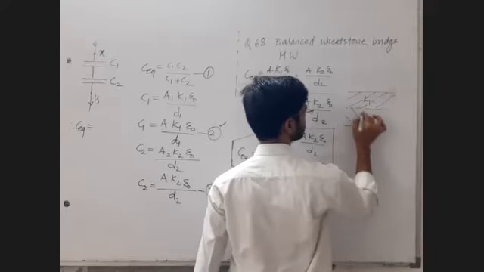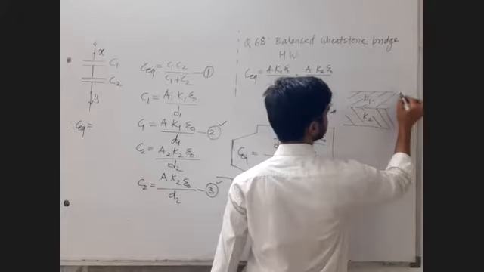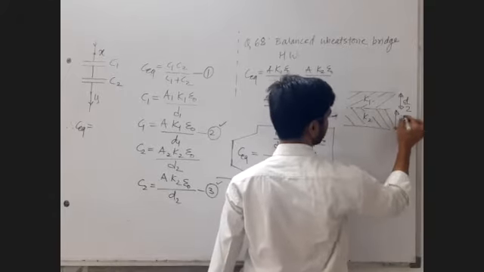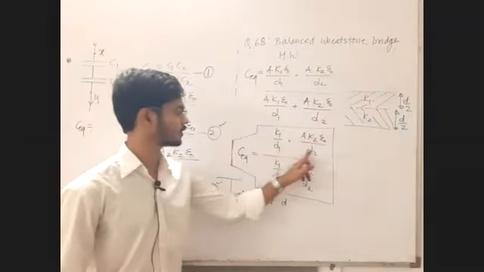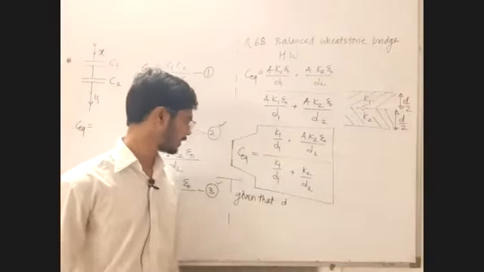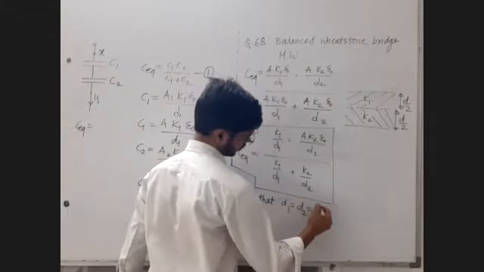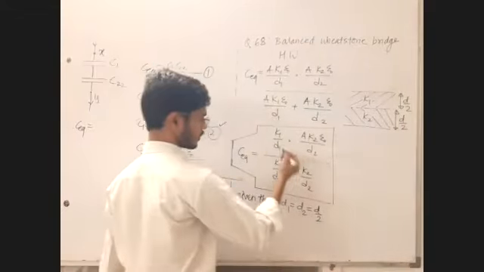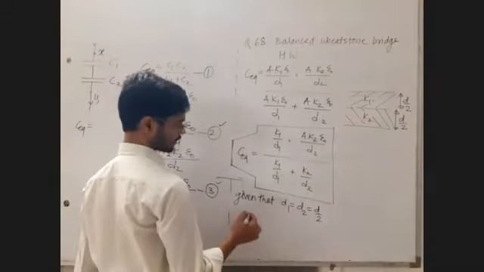Second, like this. Now, this separation is, let's say, d by 2, and this separation is also d by 2. In that situation, what will you do? You will simply replace d1 and d2 by d by 2. Given that d1 equals d2 equals d by 2, just put all the d here and you can get the answer.